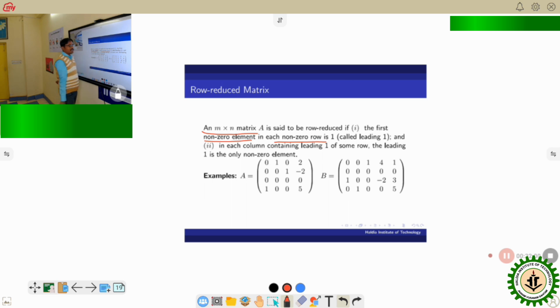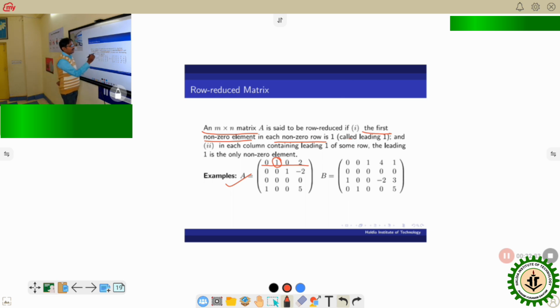Any m-cross-n matrix is said to be row reduced using the above three elementary operations. When you say it is row reduced, if the first non-zero element in each non-zero row is 1, here you see this example. This is the first non-zero row, and the first non-zero element is this, and this should be 1, and this one is called the leading one.